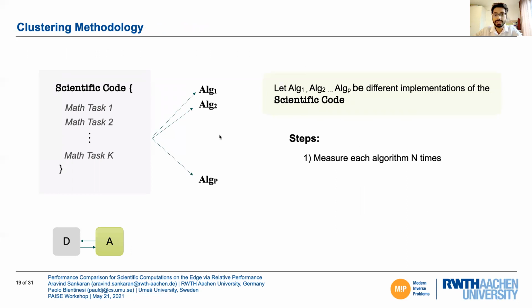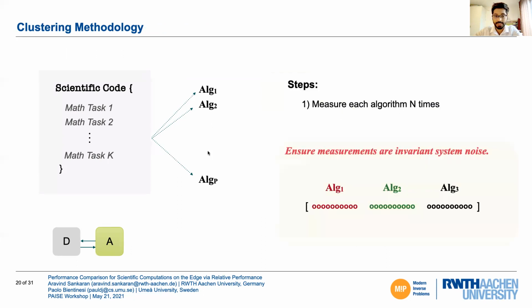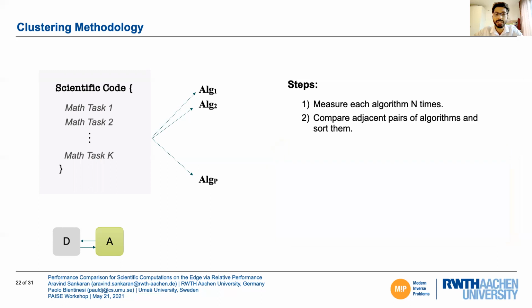And in order to cluster these algorithms into performance classes, the execution time of each algorithm is first measured n times. We do not assume that the measurements are made under a stable environment. That is, to ensure that the measurements are invariant to system noise, we do not execute n measurements of an algorithm consecutively, but shuffle them. Let's say we have 3 algorithms and we have to run each of them 10 times. We create a concatenated list of execution instances, we shuffle the list, and then measure them. So the executions of an algorithm are not consecutive, but shuffled among each other.